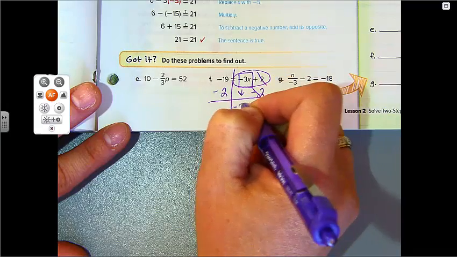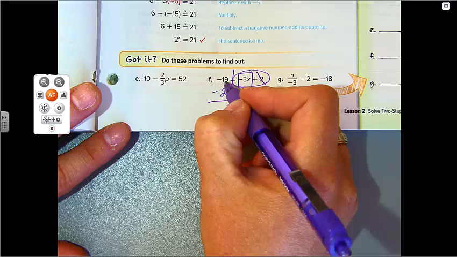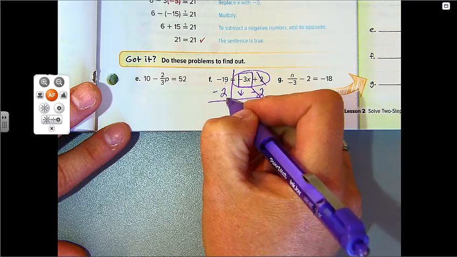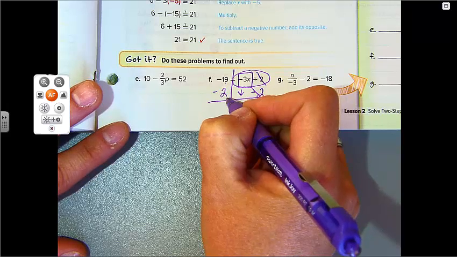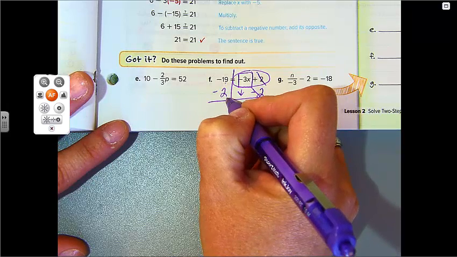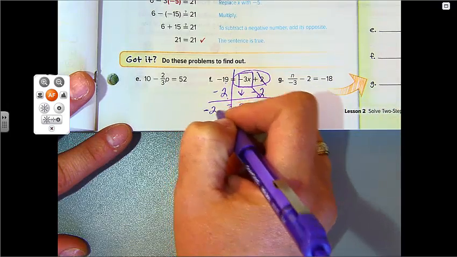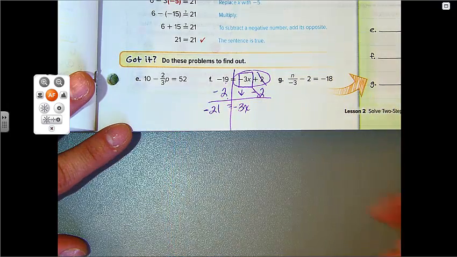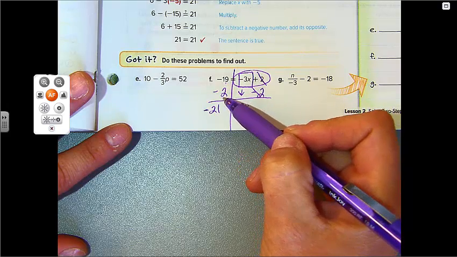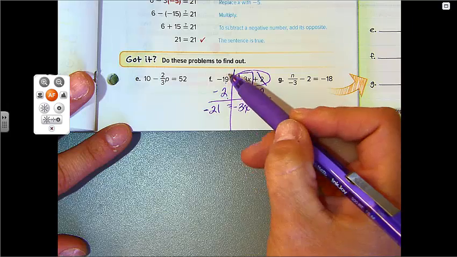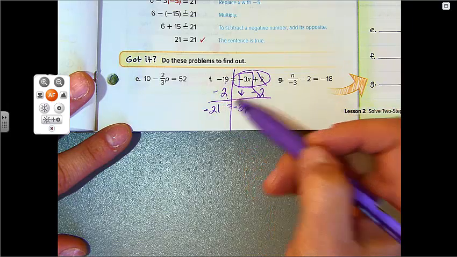So I end up with a negative 3x left on this side. And a negative 19. Take away 2 more. Some of you are saying it's negative 17, it's negative 17. No, it's not, because they're both negative. I have to add them together. So my actual answer is a negative 21. Okay, that trips you guys up a lot. We have a lot of problems with adding and subtracting integers. A negative 19, take away 2 more, is a negative 21.